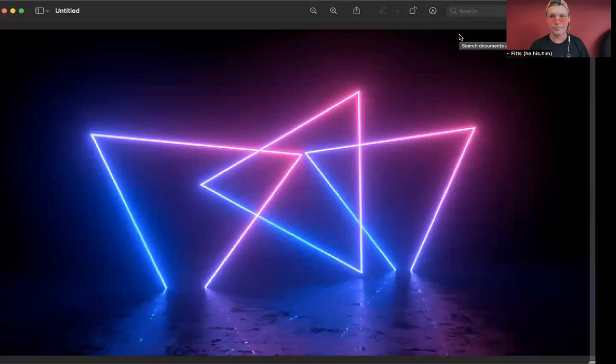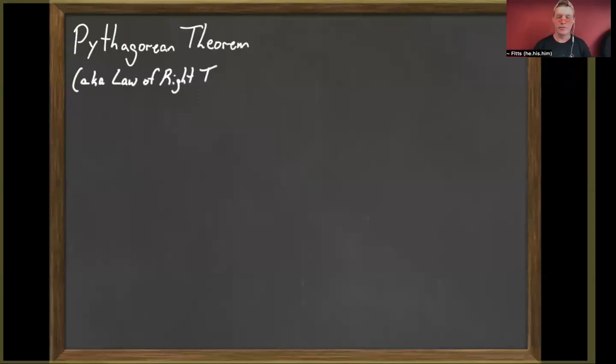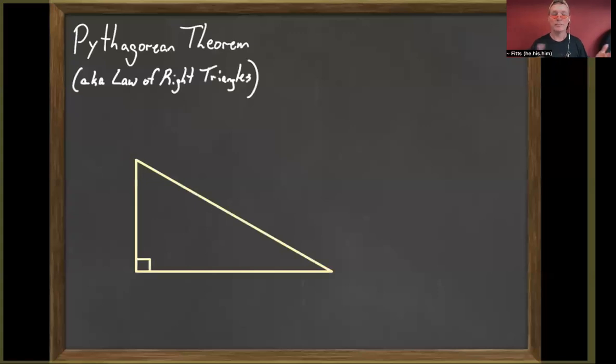All right, let's take a look. So, the Pythagorean Theorem, one of my favorites. Love this. This is actually also known as the law of right triangles. But let's take a look. What is this talking about? It's about right triangles, okay. And it's about side lengths.